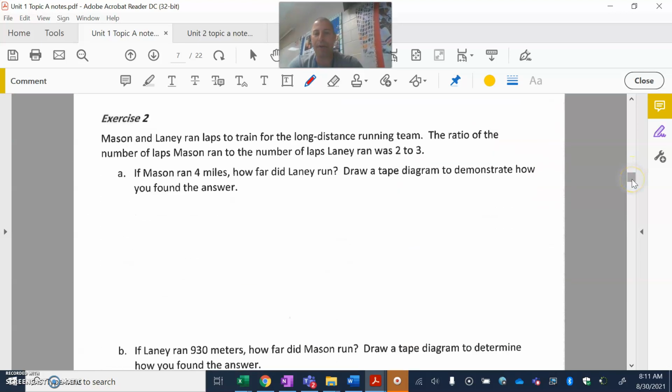All right, so here we go. We got Mason and Laney here in exercise 2, which I guess is the same as example 2. Although they are running laps, so it would make more sense that it's an exercise to go along with it.